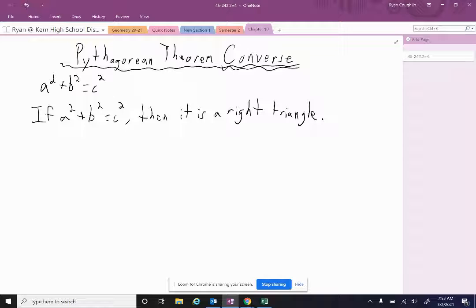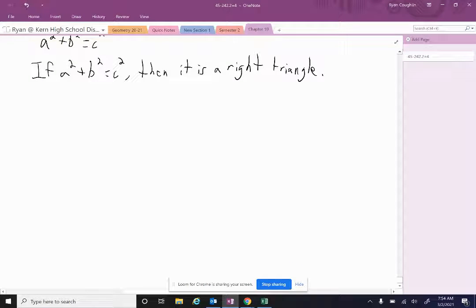It's saying, well, maybe we don't know it's a right triangle, but we know all three sides. Then we can use a squared plus b squared equals c squared. If it is equal, then it's a right triangle. So for an example, let's say we have a triangle, and usually it's going to look like it might be a right triangle, but we can't tell exactly, okay? And sometimes they don't even give us a triangle. Sometimes they'll just give us A, B, and C, okay?